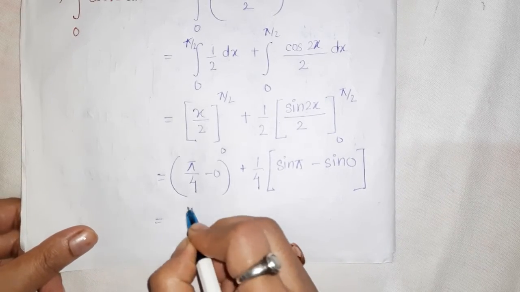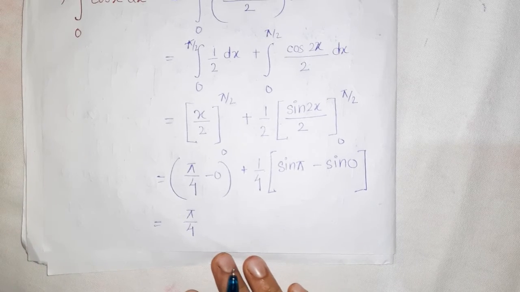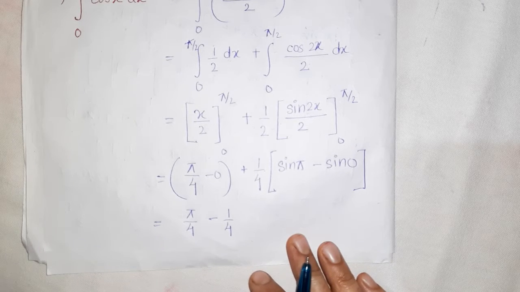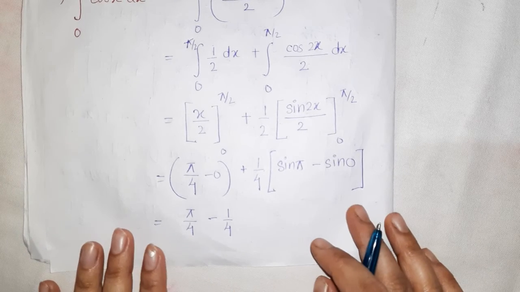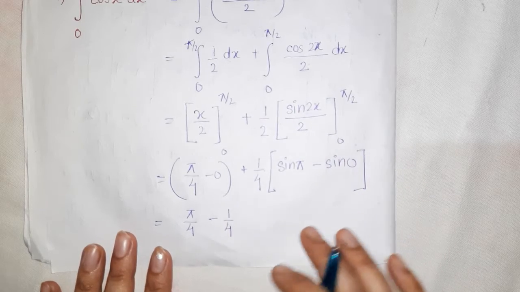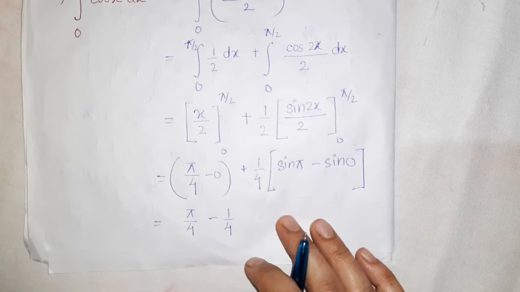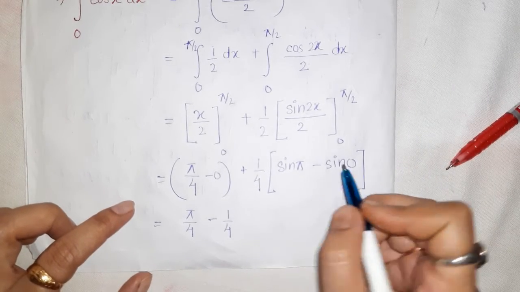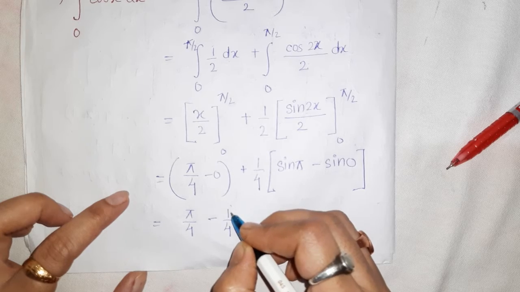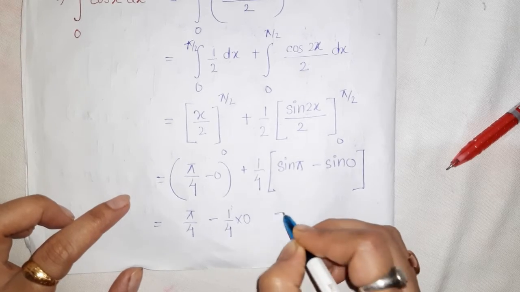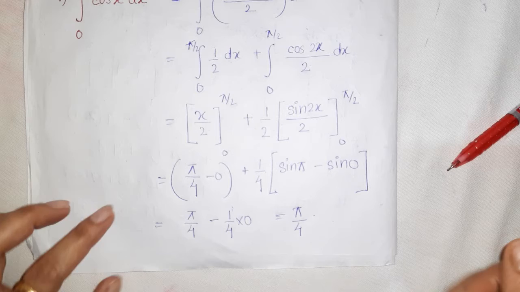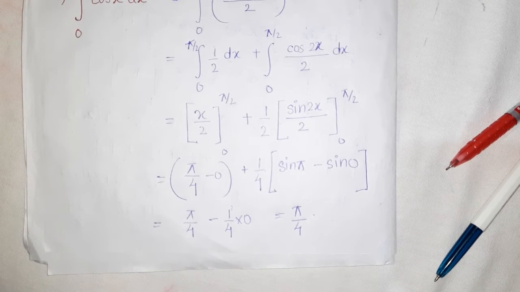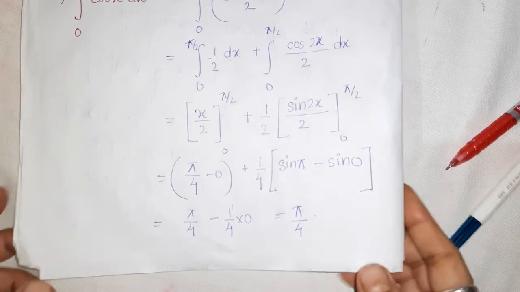And what is the value of sine pi? It will be minus 1, so we will get minus 1 by 4. Sorry, we have made a mistake. Sine pi is 0, not minus 1, so it will be 0. So we get pi by 4 as the answer. Right? Next, let's move to another question.